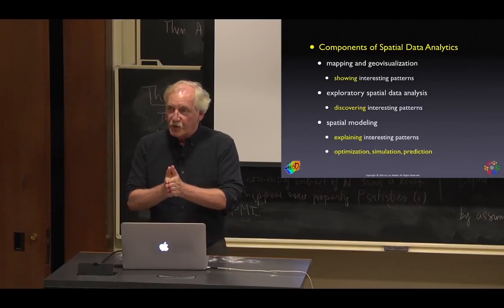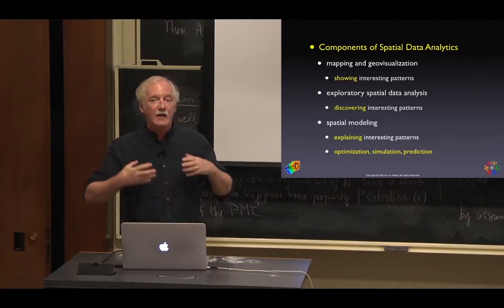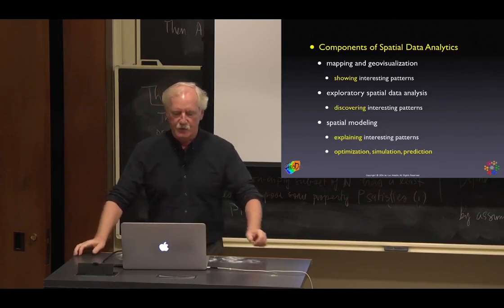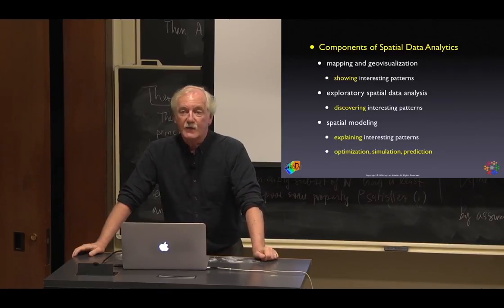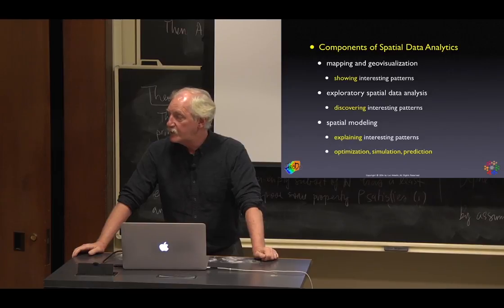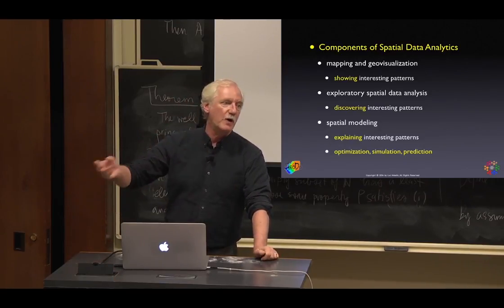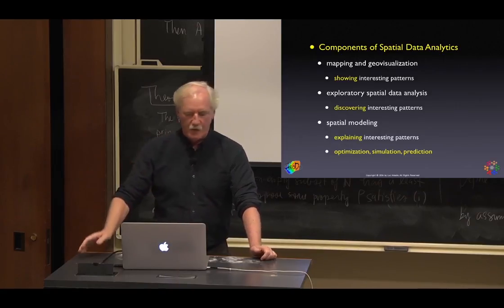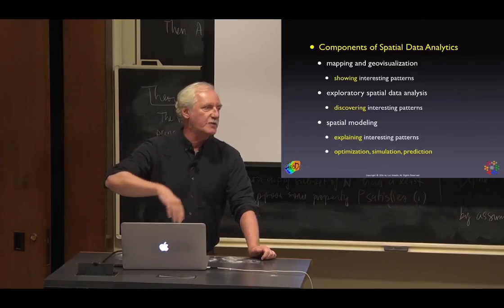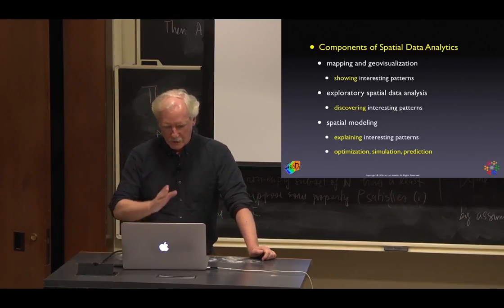So then we move on to exploratory spatial data analysis, which is actually interacting with the data to discover interesting patterns. And then we get to the last point where we do the actual modeling. So we try to explain the patterns. We specify mathematical equations for regression models. We estimate them, carry out specification tests, and then maybe use these models in an optimization or a simulation or a prediction context. And so that's the whole range.